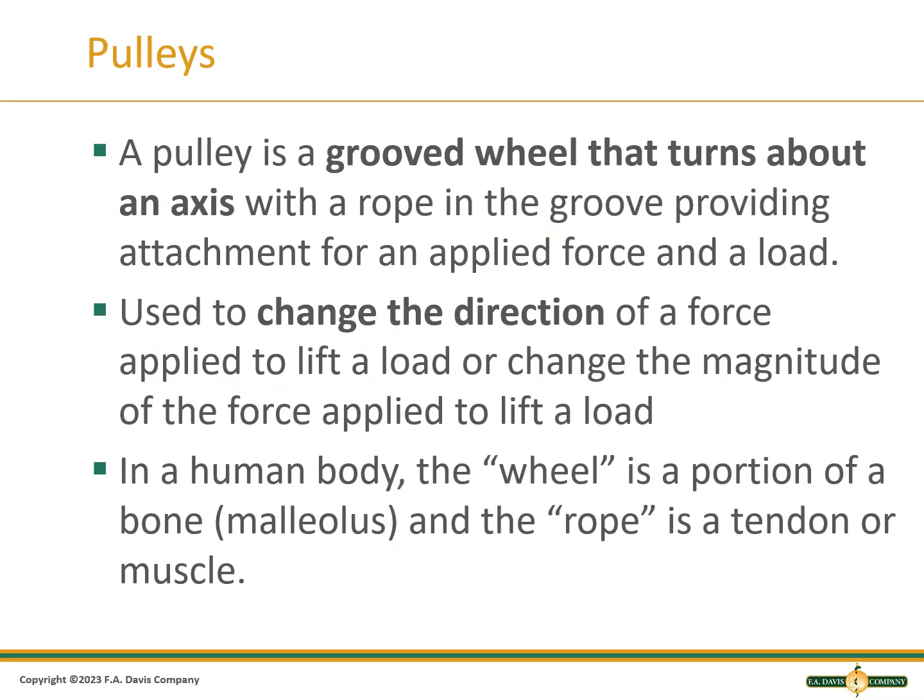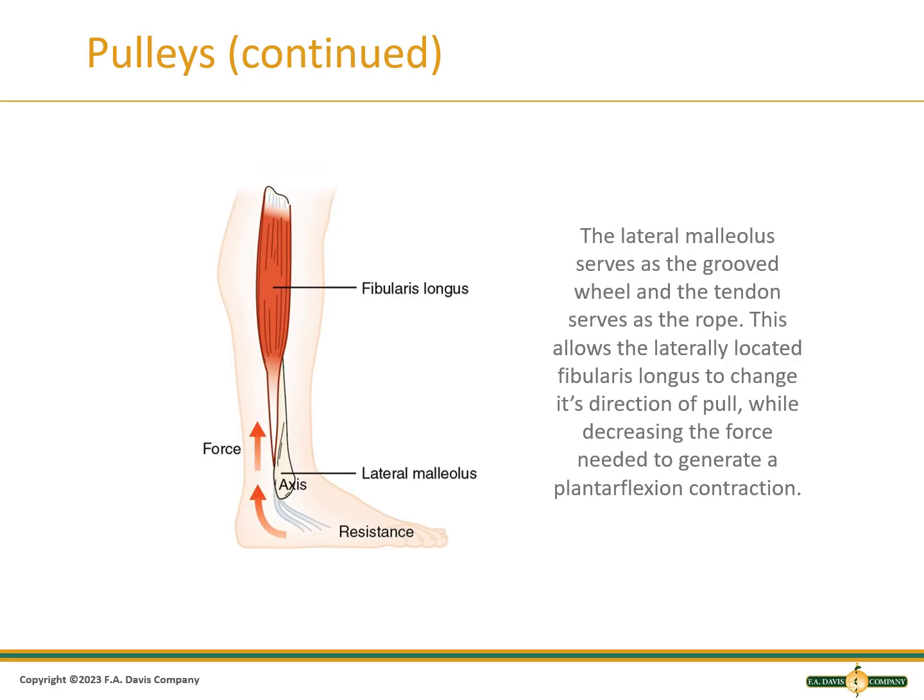Our next type of simple machine is a pulley, which is a grooved wheel that turns about an axis with a rope or tendon in the body in the groove, providing attachment for an applied force. Pulleys are used to change the direction of a force and or to change the magnitude of the force needed to move the load. Here we have an example of a pulley in the body. We can see fibularis longus hooks around the lateral malleolus so that the bone acts as a wheel for the tendon rope to wrap around and change the direction of pull. So even though fibularis longus pulls up, it causes the foot to go down.